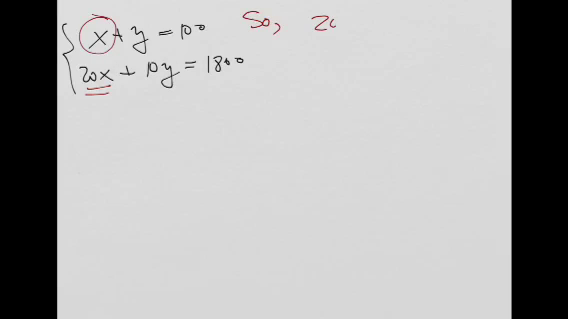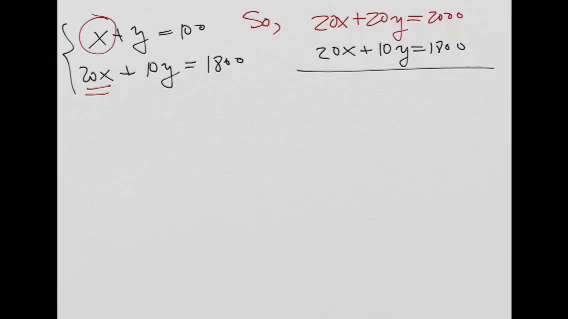So I will get 20x plus 20y, right? Because I'm multiplying each one by 20, equals 20 times 100. That's 2,000. Right? So that's what I get once I multiply all the terms in the first equation, there at the top. At the bottom, I will still have this, right?